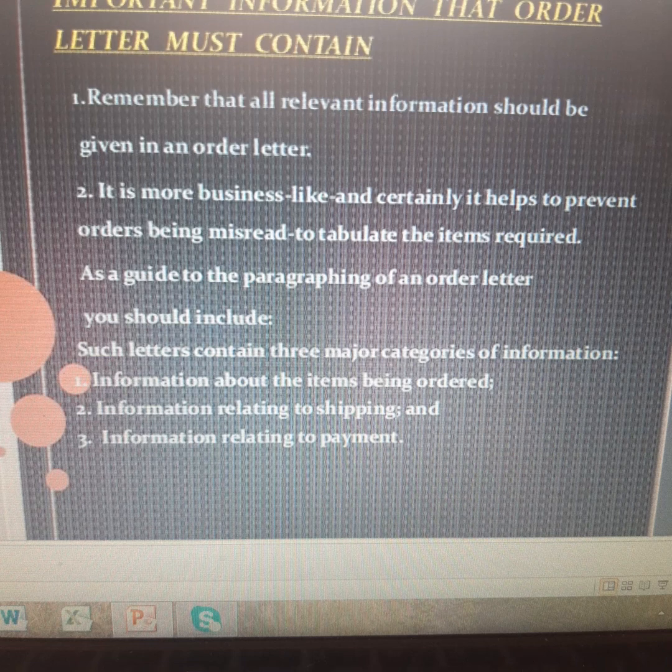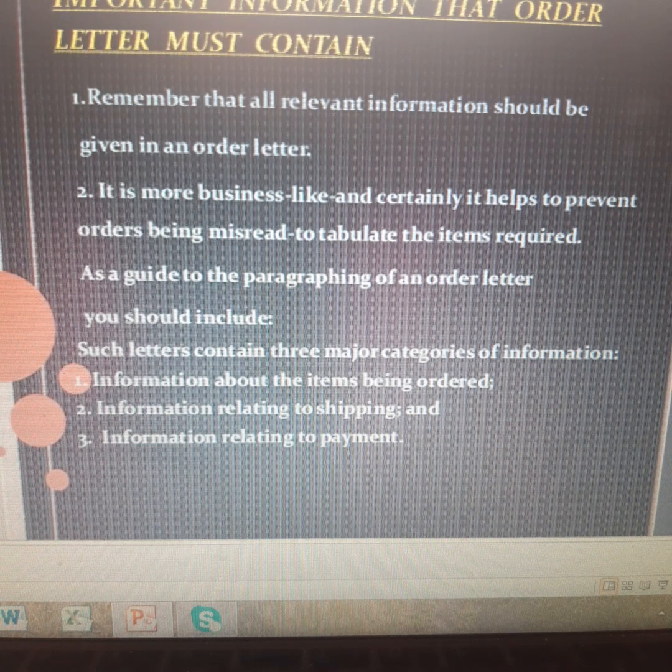What you want to order, when it should reach you, how it should reach you, the mode of payment, or any other additional information. Also, we ask for discounts. Okay, so these are all the points which will come under relevant information. It is more business-like, and certainly it helps to prevent orders being misread, to tabulate the items required.